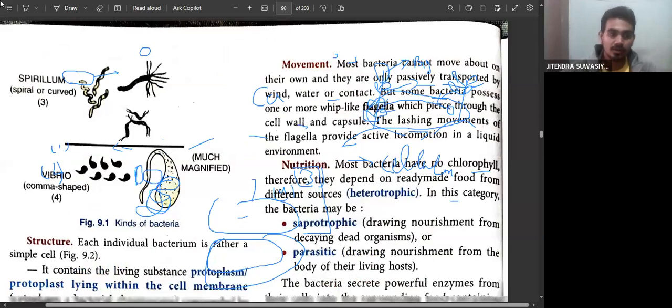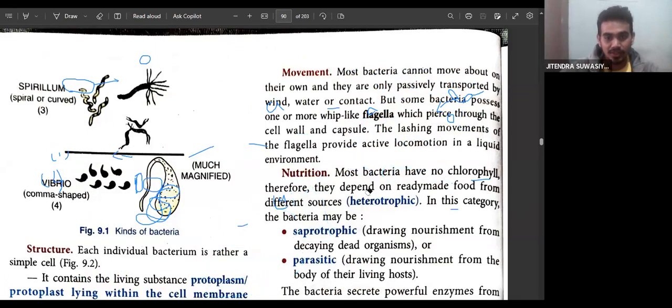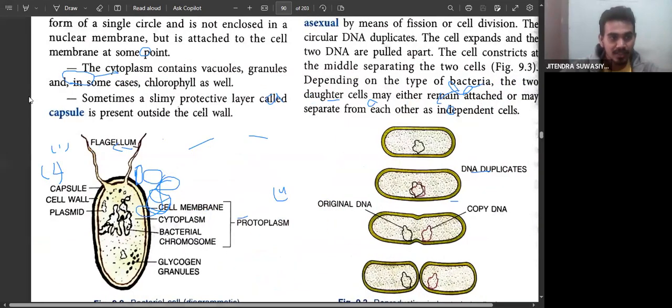Then we have movement. Okay, so we are animals. How do animals move? Animals move because they have legs. How does a starfish move? Because they have their podia. How do insects move? Because they also have legs. But what about bacteria? How will they move? So the bacteria will move through the flagella. Okay. So in these pictures, we see there is flagella present.